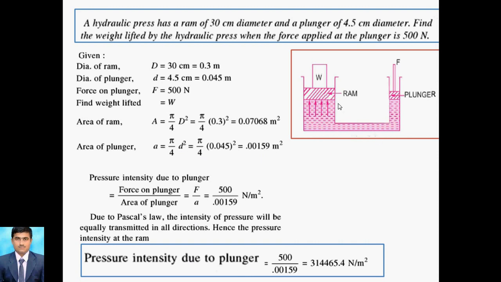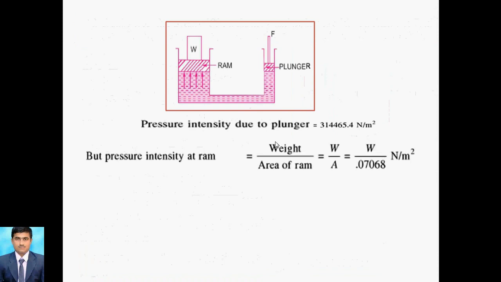Now we go for pressure intensity due to the ram. So this is the previous equation, and now we can go for pressure intensity at the ram. So what is that formula? Weight upon area, right? Or you can say force upon area. So the weight W is unknown. Area of the ram we already calculated, that is A is equal to 0.070.